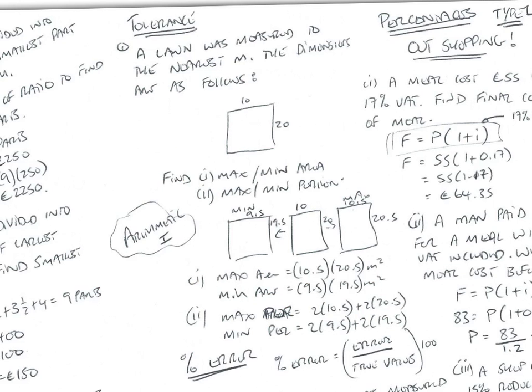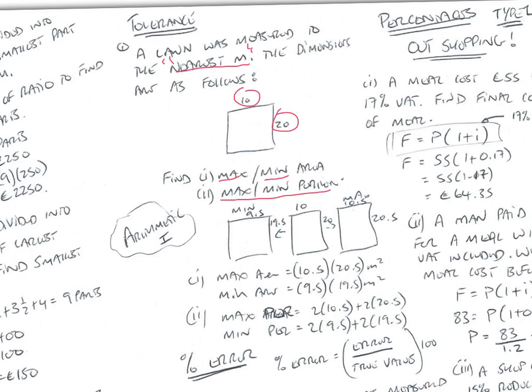Let's look at an example of tolerance. A lawn was measured to the nearest metre. The dimensions are as follows. So a guy went out, measured his lawn. It's 10 metres by 20. Okay, so we're often asked to find the maximum or minimum area given this to the nearest metre tolerance, or the max and min perimeter if we were to buy fencing for that.